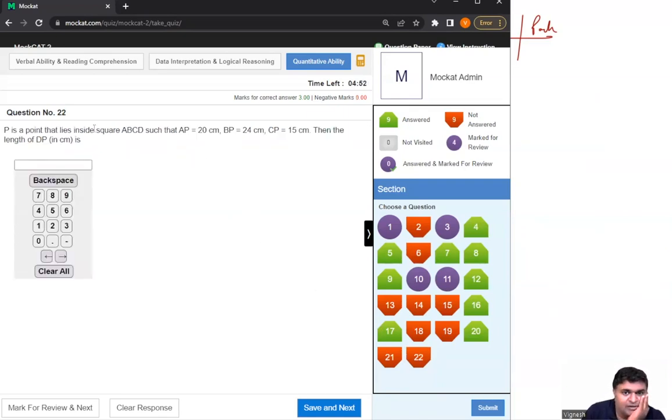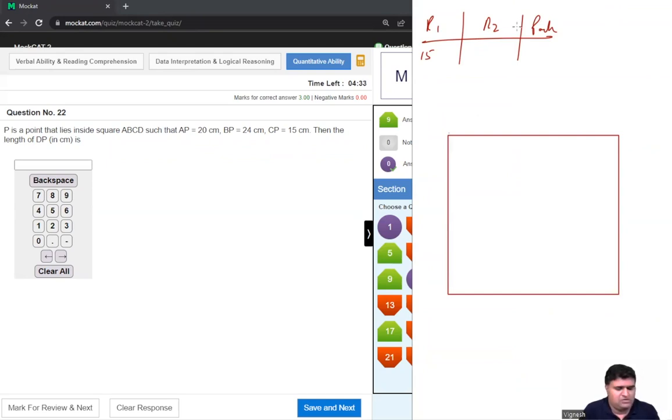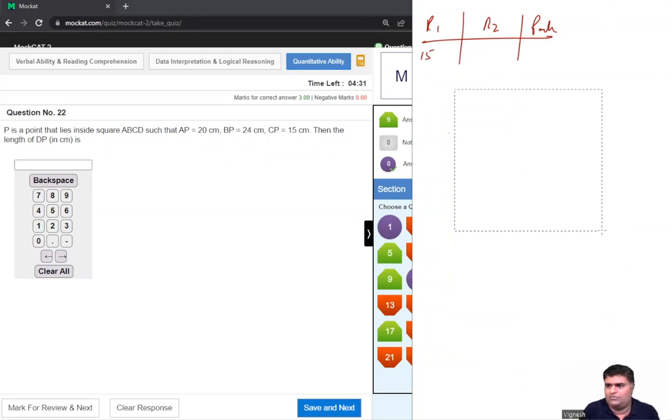What about this: P is a point that lies inside the square ABCD. AP, BP, CP are given. Want to try it? Square, 90-degree triangle, something might be there. So ABCD, and P is a point inside the square.